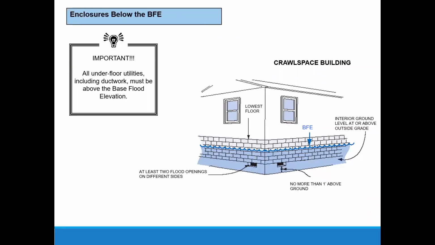Okay, so a little bit more about crawl spaces and flood openings in general. So the rule is that we have at least 2 flood openings on different sides. They don't have to be opposite sides, just at least any 2 sides, and then no more than 1 foot above grade. And it's a 1-to-1 ratio. So we need 1 square inch of opening per every 1 square foot of enclosed space. So as long as we meet that threshold, it's properly vented.